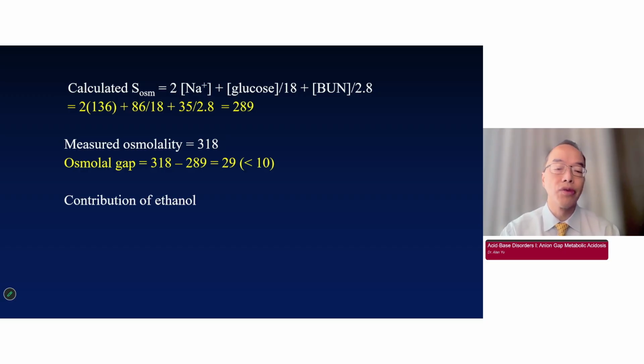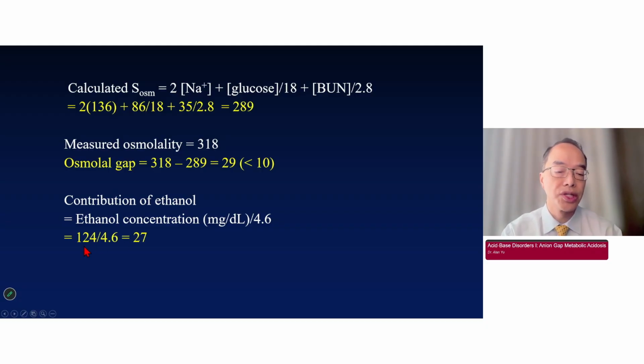And then the other part of the question is, how much does ethanol contribute? And remember, we divide its milligrams per deciliter by 4.6 to calculate its contribution. And so the ethanol concentration is 124. So it actually contributes 27 milliosmoles per liter to the osmolality, which is almost the entire osmolar gap. So this patient really had ethanol as the cause of his osmolar gap and not additional unmeasured osmoles.